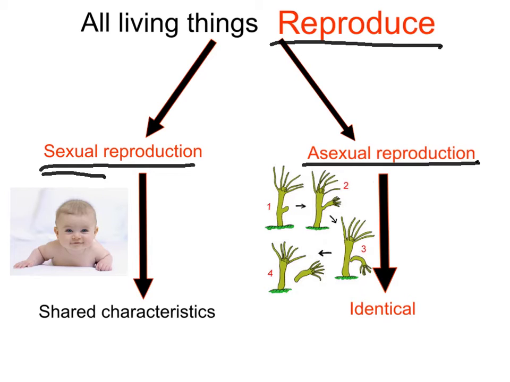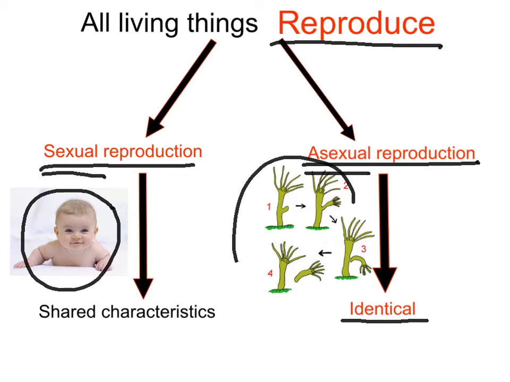Most plants and animals, including humans, reproduce in this way. In asexual reproduction, one parent produces offspring that are identical to that parent. Most single-celled organisms reproduce in this way. In this example, we have a baby. It was produced through sexual reproduction and shares characteristics from both its mother and its father.